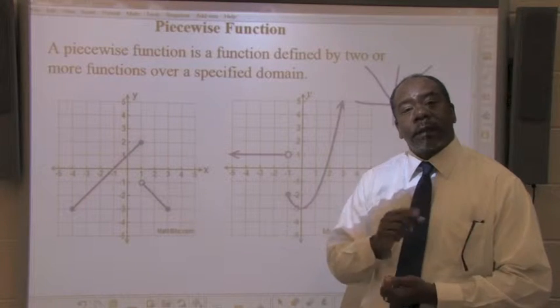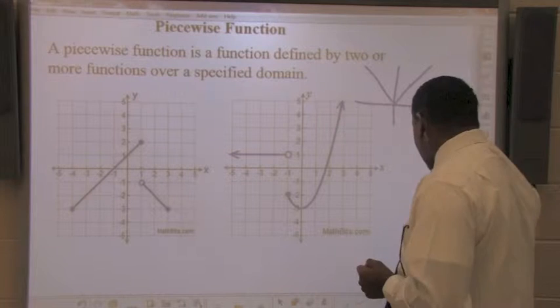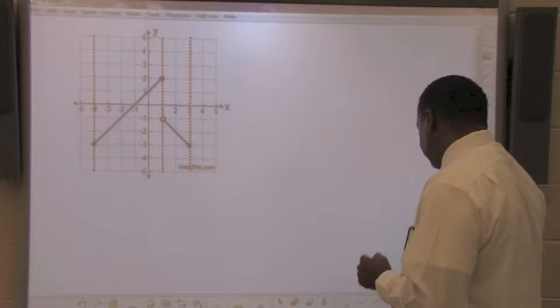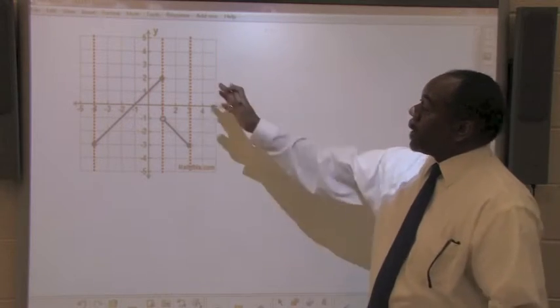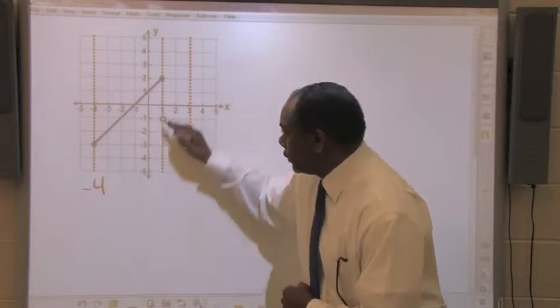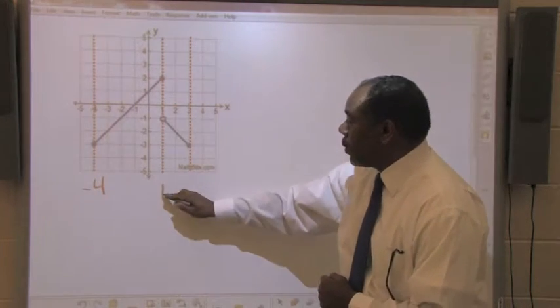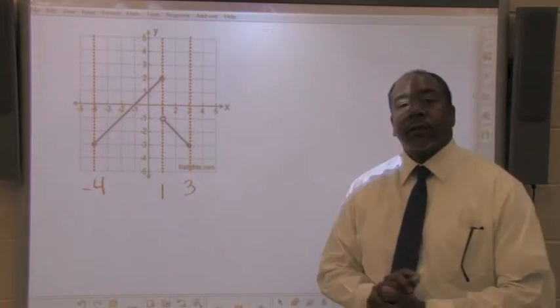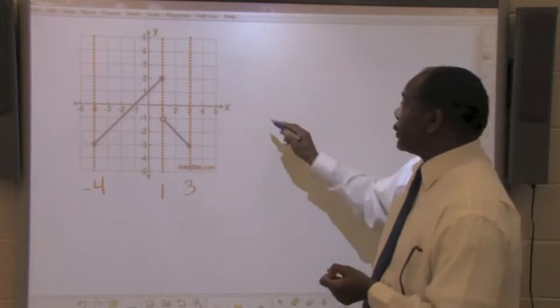Okay? Let's take a look at a little more detail about how you would write an equation for a piecewise function. All right, so we have those two lines. Notice the regions from -4 to 1, that's this line, and from 1 to 3. So what we're going to have to do is write a function that includes two equations.